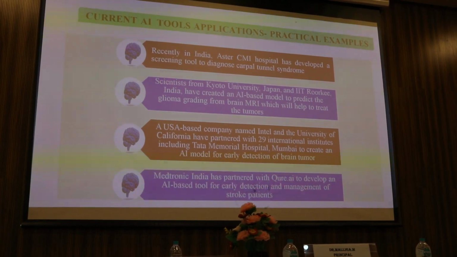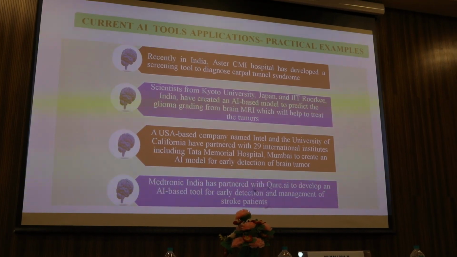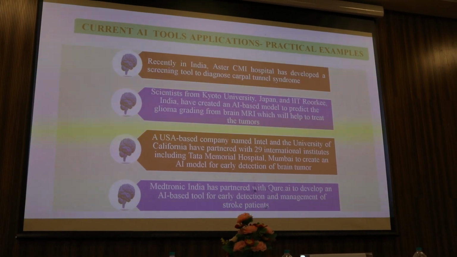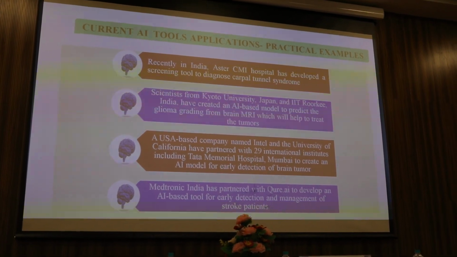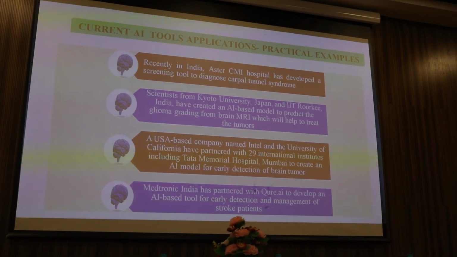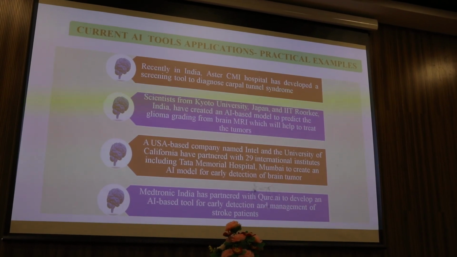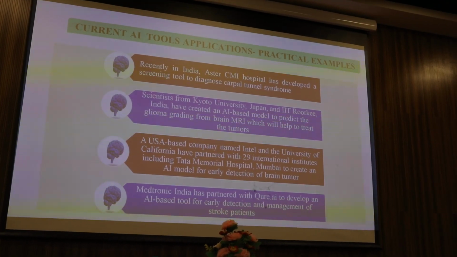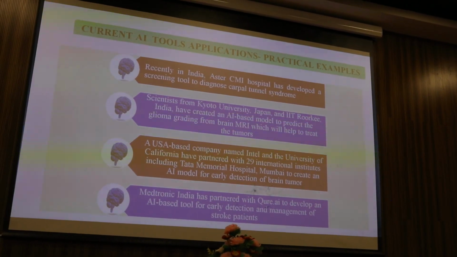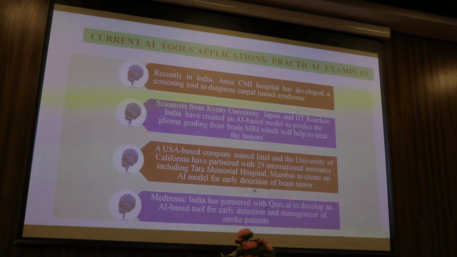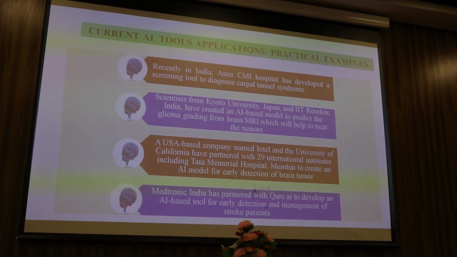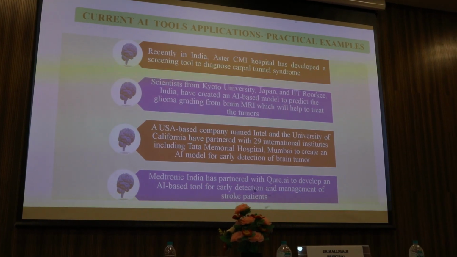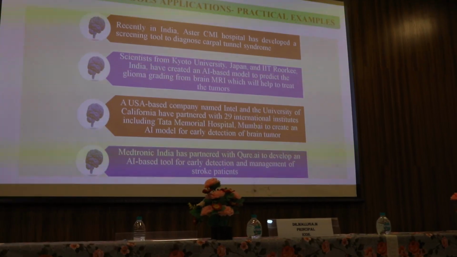Some practical examples in our scenario. Recently in India, Aster CMI Hospital in Bangalore has developed a screening tool to diagnose carpal tunnel syndrome. And scientists from Kyoto University, Japan and IIT Roorkee, India have created an AI-based model to predict glioma grading from brain MRI, which helps to treat brain tumors.